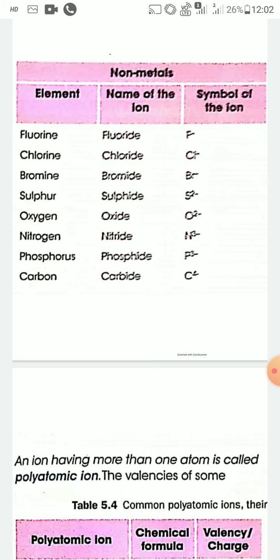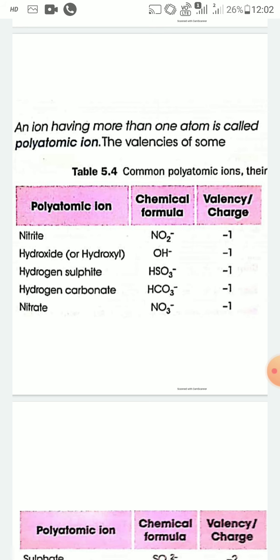Now, polyatomic ions. What are polyatomic ions? An ion having more than one atom is called a polyatomic ion. Polyatomic ions are generally cations or anions, but they contain more than one atom. Examples of polyatomic ions and their valency or charge: nitrite, chemical formula NO2-. Nitrate is NO3-, but nitrite is NO2-.